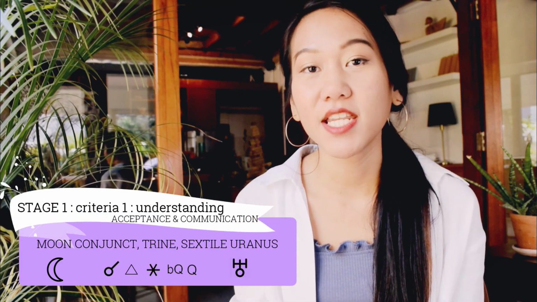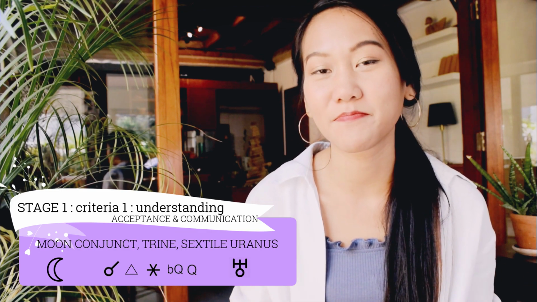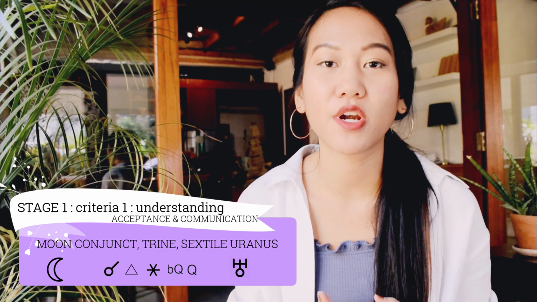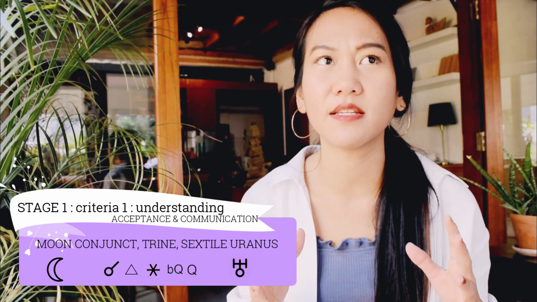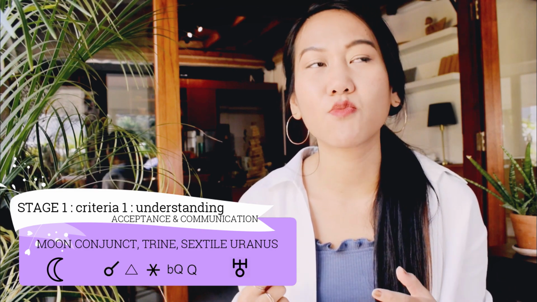The next aspect and placement that you can be looking for is if you and a partner have a moon conjunct Uranus, trine, sextile Uranus, or quintile or biquintile Uranus. The conjunction, again, same with Jupiter. The conjunction here is really going to be obvious. But with this one, with Uranus, I like trines and sextiles and quintiles and biquintiles more than the conjunction.